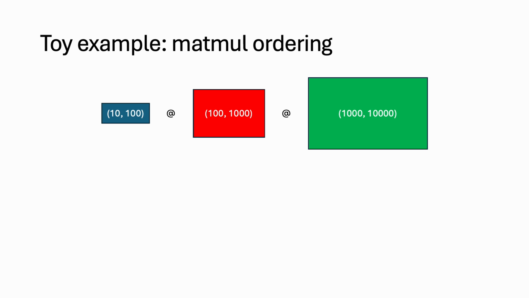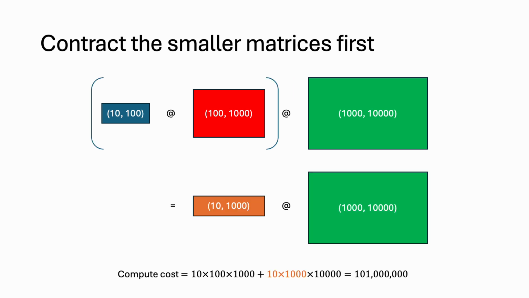Here we have three matrices, a small one, a medium one, and a large one. Because matrix multiplication is associative, we have two orderings to perform the operations in. For the first ordering, we begin by multiplying the two smaller matrices in the bracket, giving us an intermediate brown matrix. Then we multiply the brown matrix with the large green matrix to finish off the operations.